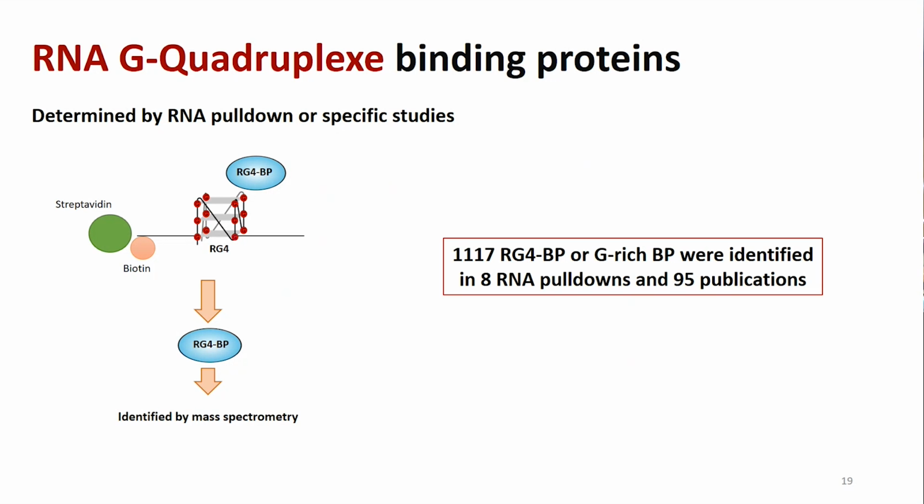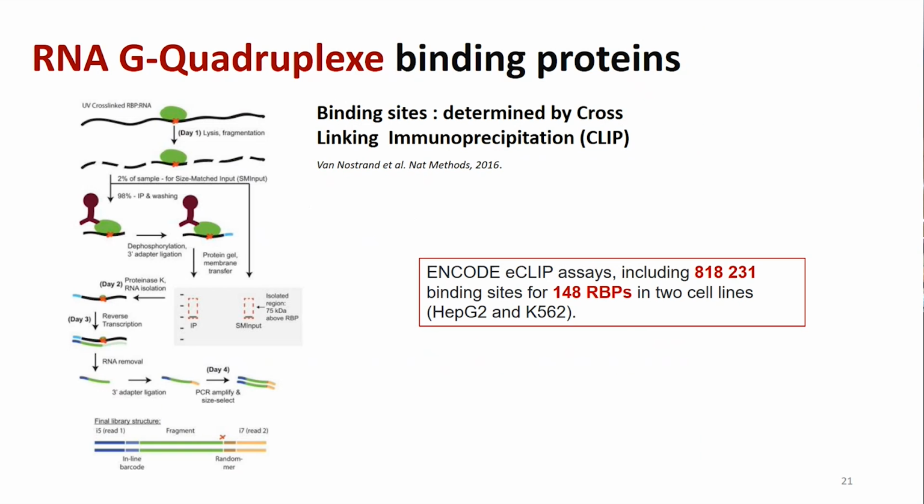So in this database, we use 8 of these RNA pull-downs and 95 publications of specific interactions. Then we also included binding sites of 150 binding proteins. The binding sites are determined by cross-linking and immunoprecipitation. I will not explain in detail, but this will allow us to compare binding sites of RNA-binding proteins, not specifically the ones that bind RG4, but we can compare these binding sites with the RG4 sites in order to have some hints of new interactions.